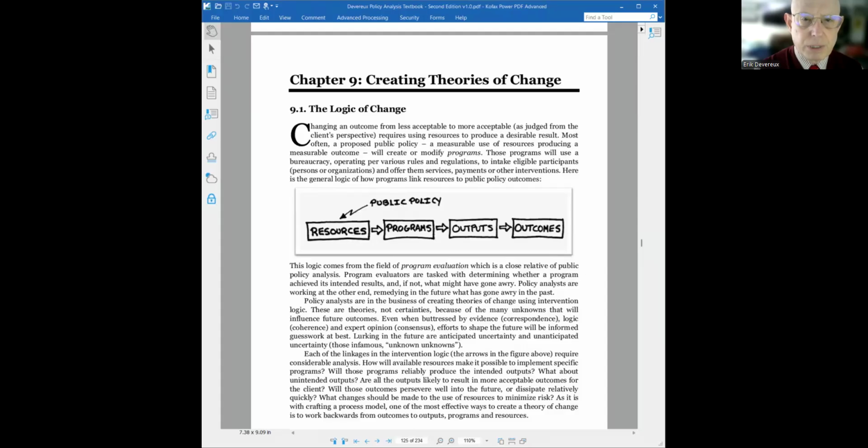So let me do what I've done before, and let me start out just by showing you the first page of the next chapter in the book, which is chapter 9, which is where this conversation begins in the book about theories of change. So this phrase, a theory of change, is used in two fields.